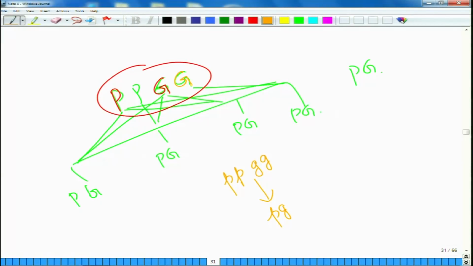So in most of our situations, we will consider that this P can come with this G, or this P can come with this G, the second G. So this is independent assortment, because these alleles are separating independently of each other. They are not coming as a combination, like this P will always come with this G and this P will always come with this G. There is no such combination, they are coming out independently of each other.